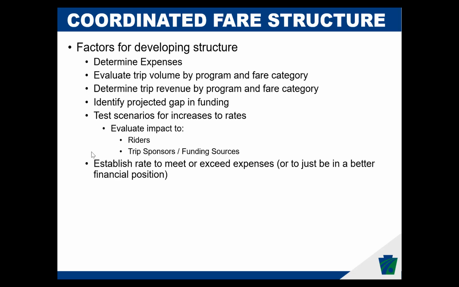The next step is determining the trip revenue by program and fare category. We're reviewing the data from steps 2 and 3, which will help to identify trends among distances and programs. And later, when you're testing the rate scenarios, this data can be looked at to see if there are any opportunities for modifying the fare structure. For example, could 2 fare categories maybe be combined into one?